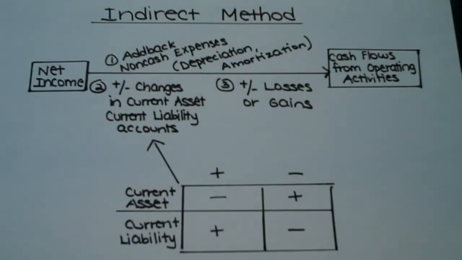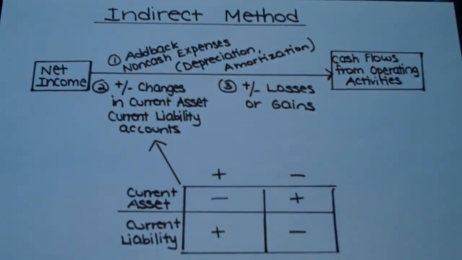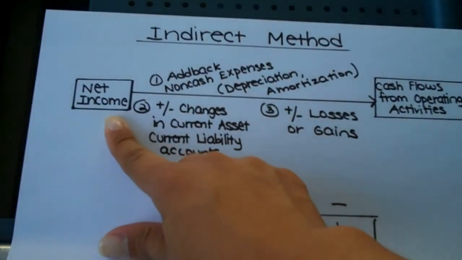We'll be looking at an overview of the indirect method to prepare the operating section of your statement of cash flows. Remember, there are two methods that can be used to prepare the operating activities section of the statement of cash flows, the direct and the indirect method. We'll be focusing on the indirect method since about 98% of companies use the indirect method to prepare their statement of cash flows.